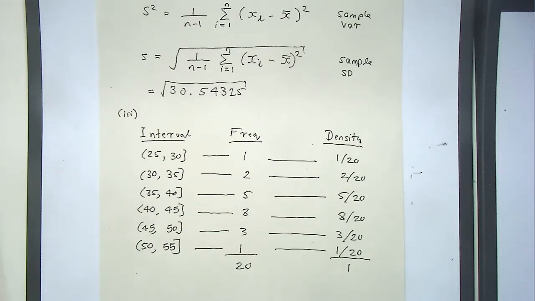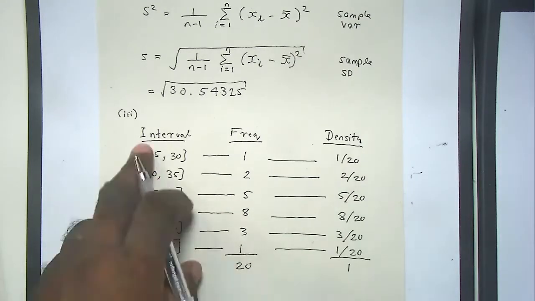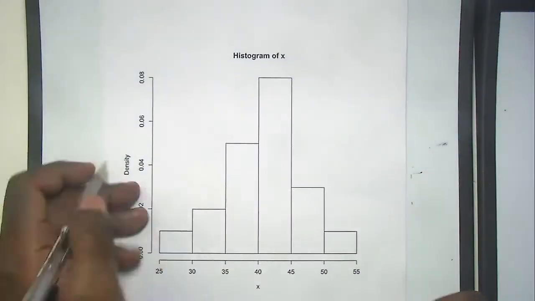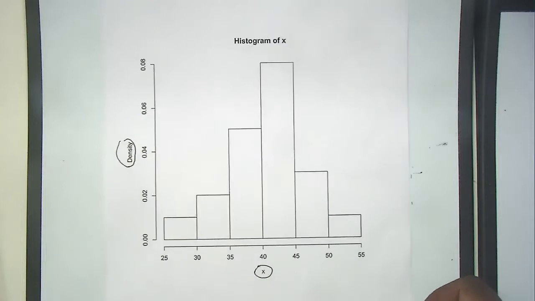Part 4 of the question is to draw a histogram. To make your life easier, I have plotted the density versus the interval. So you will see, this is the histogram. This is the density, and these are the intervals.